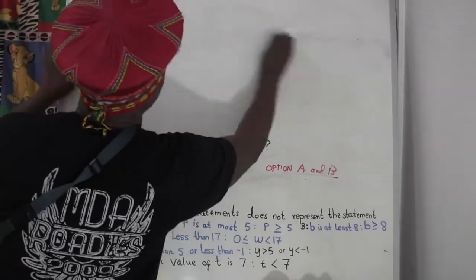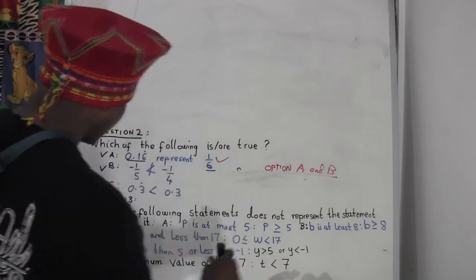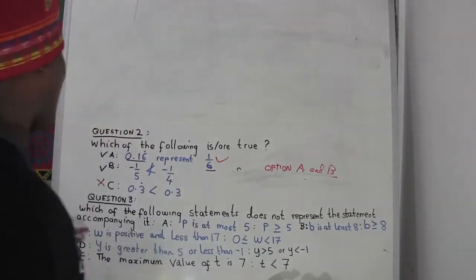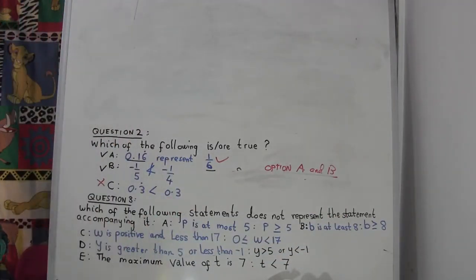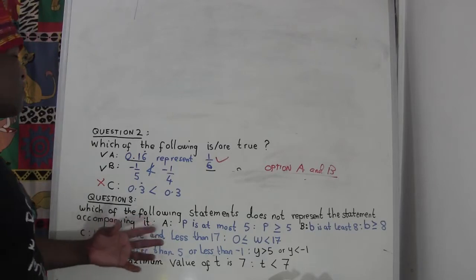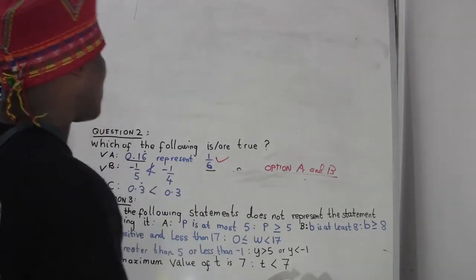So now we go for the last question here, question number 3. They say, this is a very basic question. Which of the following statements does not represent the statements accompanying it? Means in other way, which of the following statements is not true? That's how they say here. Which of the following statements doesn't represent the statement accompanying it? Means in other way, which one is not true?